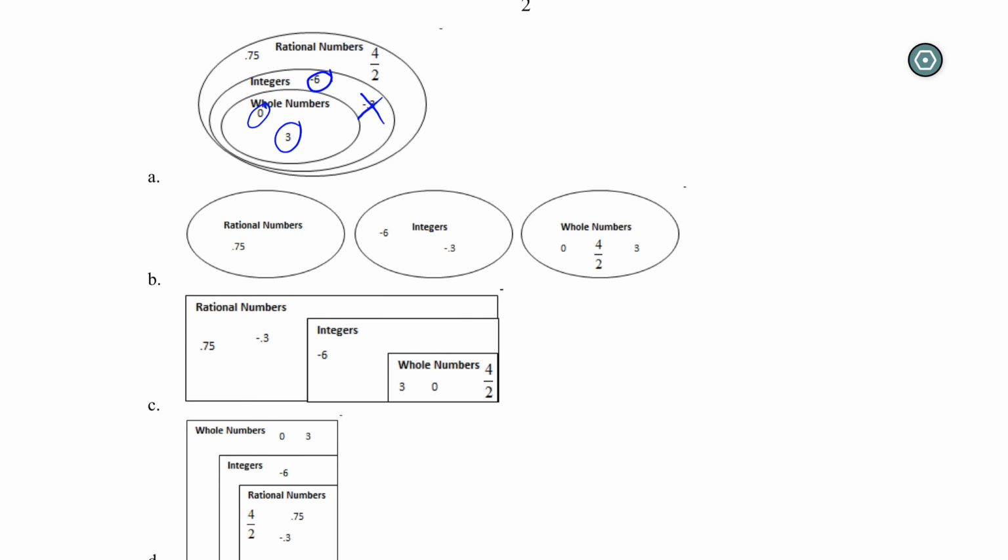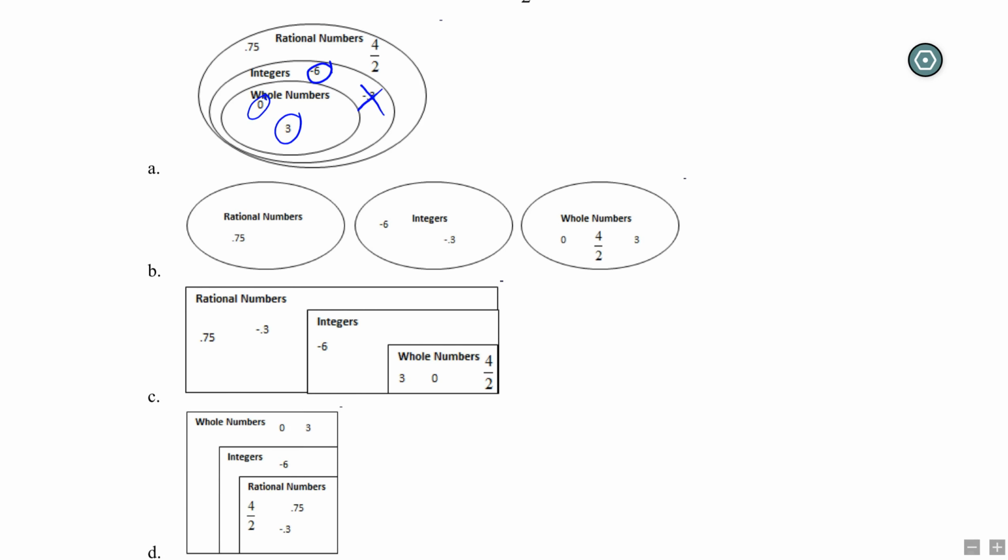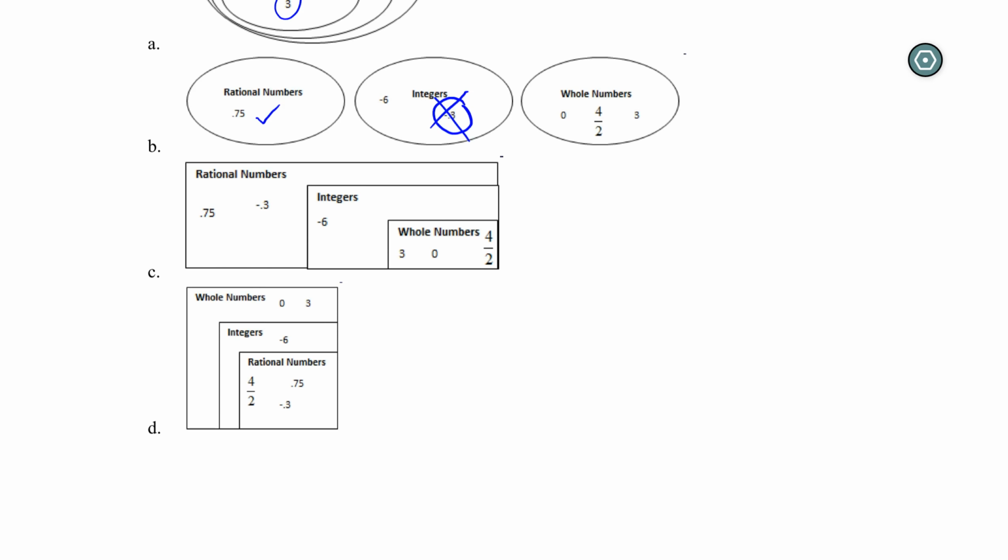Looking at B, so I have rationals, that looks okay. Integers, running into the same thing, so that doesn't work. Plus, they're not nesting anyway, so if we notice that, that wouldn't work as well. Answer choice C, my rationals, it looks to be okay. So I have 75 hundredths, I have -3 tenths. Integers looks to be okay with -6. And then my whole numbers, I have 3, 0, and then 4 halves.